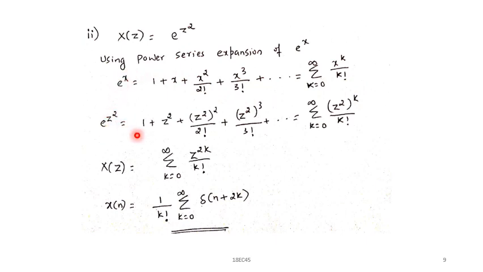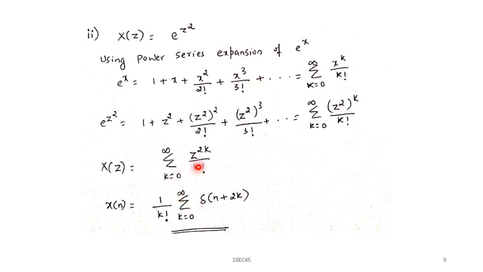E to the power z square is equal to 1 plus z square to the power 2 divided by 2 factorial, z square to the power 3 by 3 factorial, and generally I can write summation of k equal to 0 to infinity z square to the power k by k factorial. So x of z is equal to summation over k from 0 to infinity z to the power 2k divided by k factorial. I'll take the constant term outside, that is 1 by k factorial, summation over k from 0 to infinity. Take the inverse transform of this. The inverse transform of this is delta of n plus 2k.